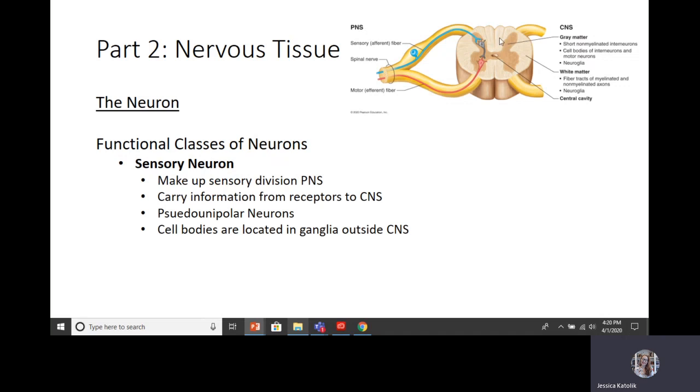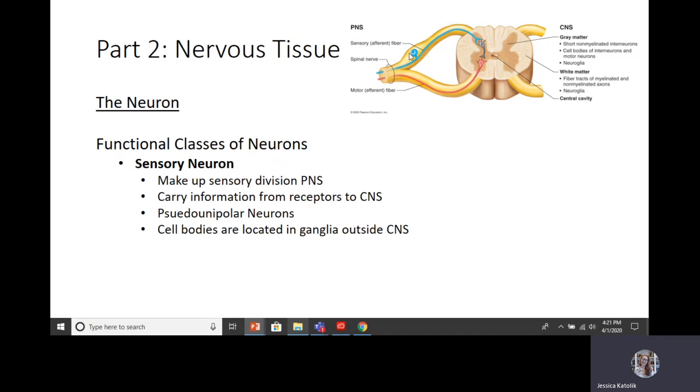Just so you guys know, this diagram is actually a cross-section of the spinal cord, and over here is a spinal nerve, and we're seeing different types of neurons coming in and out of the spinal cord. The first type is sensory neurons. This makes up the sensory division of the peripheral nervous system. Really what it's going to do is carry information from sensory receptors into the central nervous system.